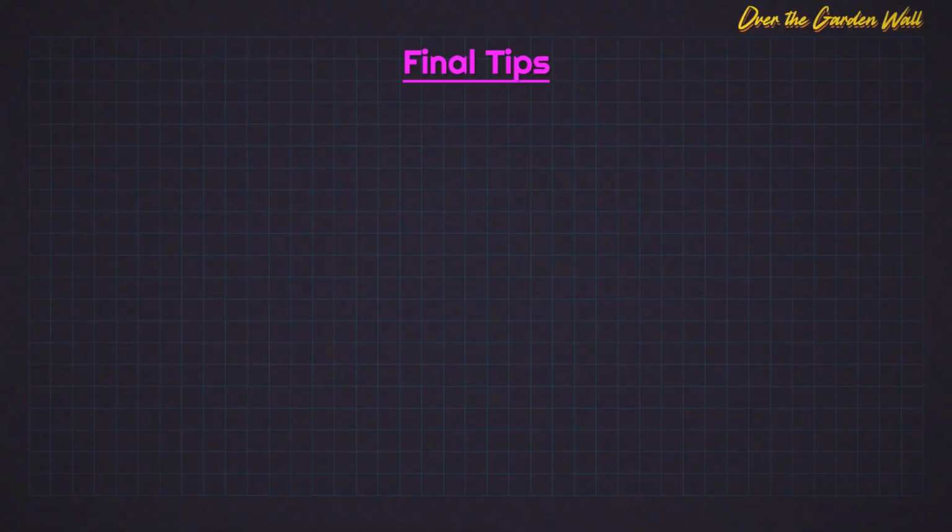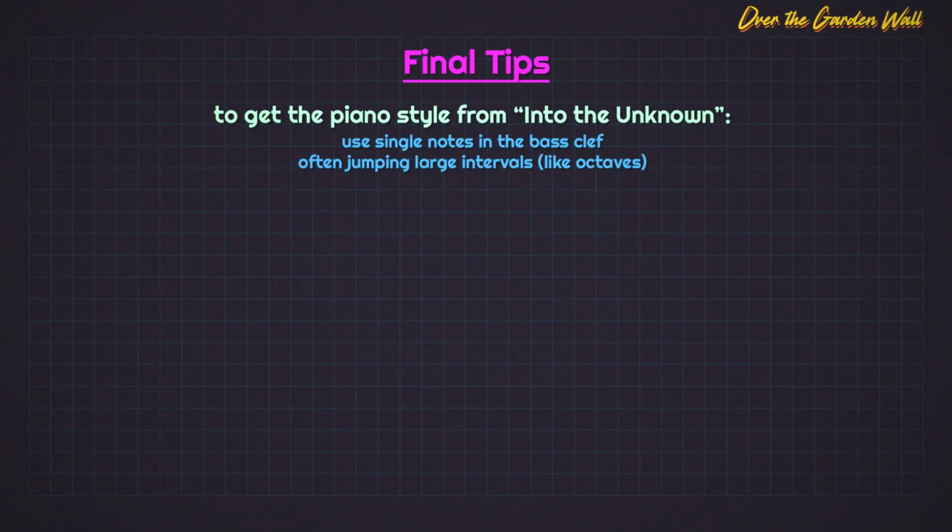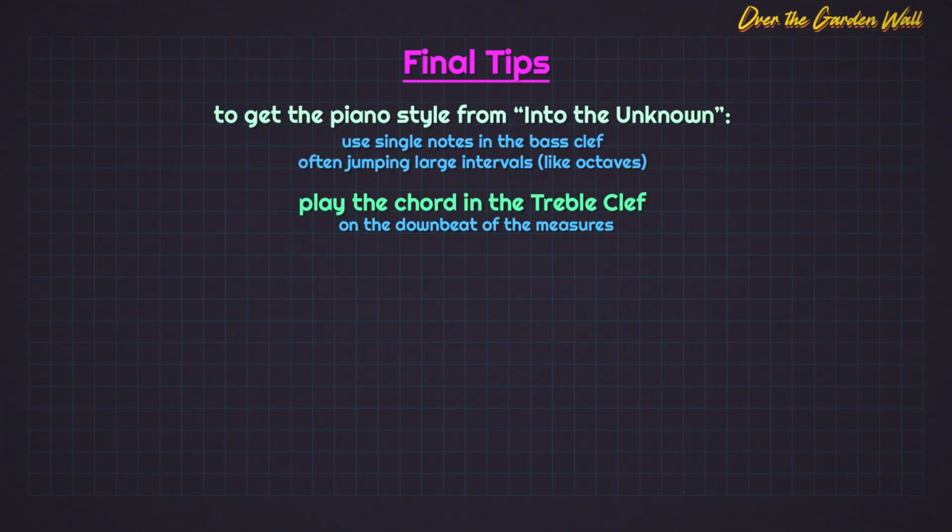We've got our completed progression, and this is the part where your creativity comes into play, because now it's up to you to think of a melody that goes along with our progression. If you want something close to Into the Unknown, let's go over some final few tips. To get a piano style like Into the Unknown, use single notes in the bass clef, often jumping large intervals like octaves. Next, play the chord in the treble clef on the downbeat of the measures. So when you start a measure, play the chord.